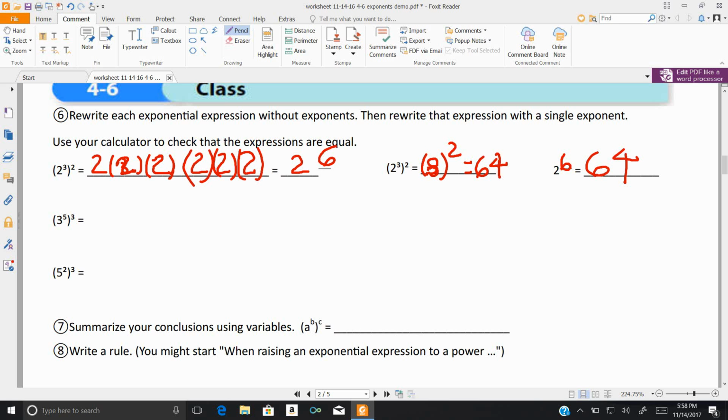Go ahead and try the other ones and then see what conclusions you can draw from that. Pause the video for just a moment. When you come back, we will discuss it.